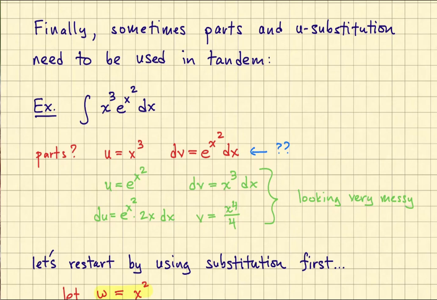So I'll pick my u to be e to the x squared, and I'll pick my dv to be x cubed dx. Okay, that seems more reasonable. But if you look at this, when I calculate the du it is getting very complicated, which doesn't mean it's wrong, but it does give me some pause. When I calculate the dv, this is okay, but it is looking quite messy.